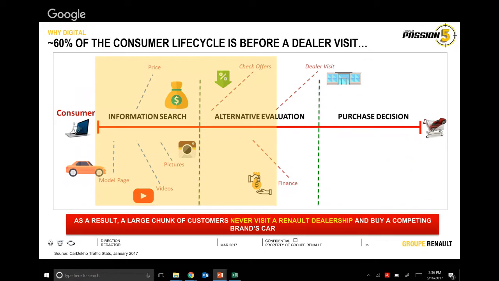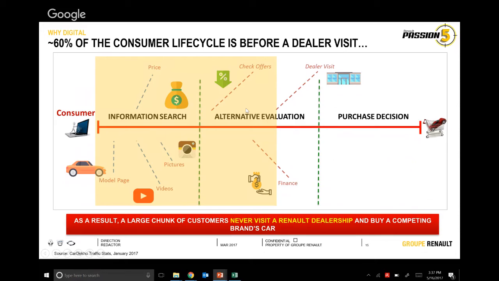What if we give you more quality leads, wherein the customer is more focused on the price part of it, more on the offers part of it? So now what we have done is, instead of giving you leads where the customer was interested in just knowing the price of the car, we are focusing more on the offers part, more on the dealer visit part.